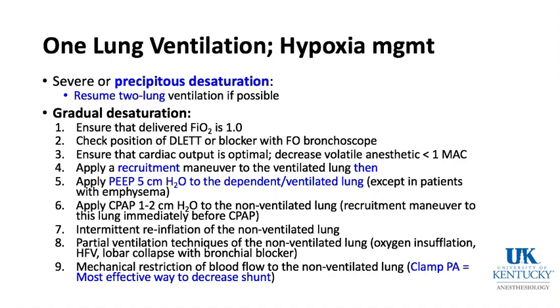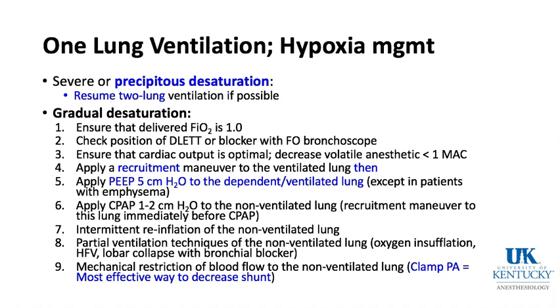What about one lung ventilation and hypoxia management? That is, you put a double lumen tube down or establish one lung ventilation with a bronchial blocker, and you have severe or precipitous desaturation. You're at 99% and suddenly it goes down into the mid-70s. That's life-threatening hypoxia down there in the mid-70s, and you should resume two-lung ventilation and check your positioning, which is often the problem of that double lumen tube or bronchial blocker. So with precipitous desaturation, resume two-lung ventilation and figure out what the problem is.